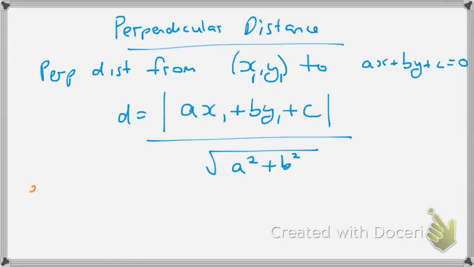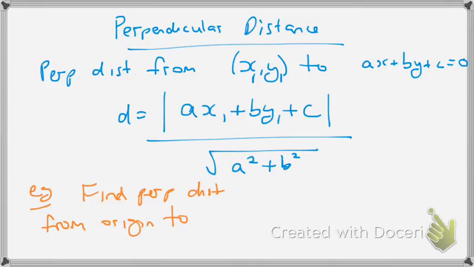So let's just do a couple of examples of this. So firstly, let's find the perpendicular distance, which I'll just write as perpdist, from the origin to the line y equals 3x minus 7. So let's just say that's a question. So the first thing I would do is rearrange the line to be 3x minus y minus 7 is 0. And remember that the origin is the point 0, 0.